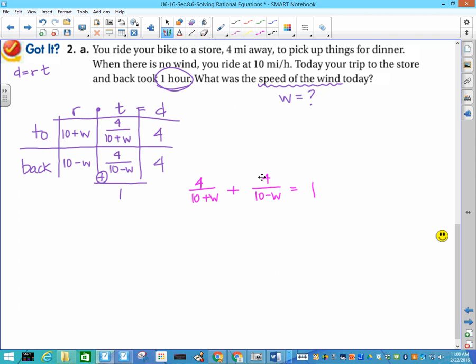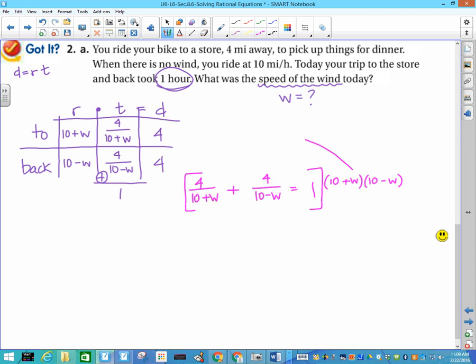And that gives me, so we're in a rational equation like we've just been talking about, and we want to get rid of those fractions. That's going to be the easiest way to solve it. So what is my LCD? That's not a fraction, so I don't have to worry about that term. But these two, the LCD is going to be 10 plus W times 10 minus W.